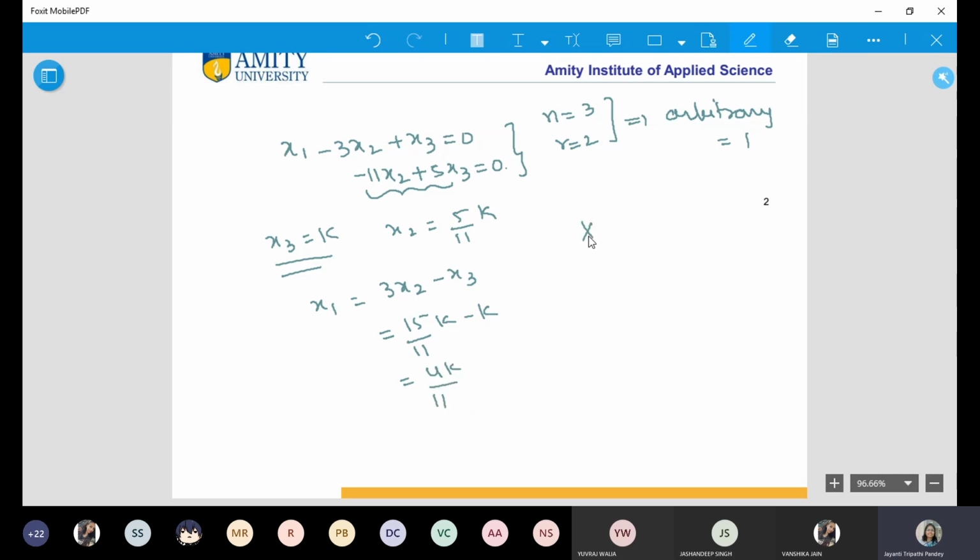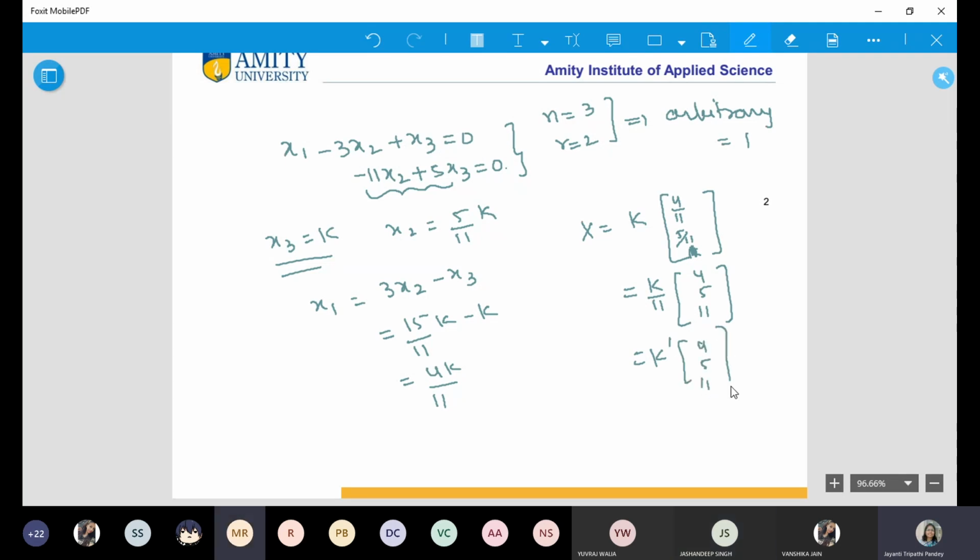So your eigenvector in this case will be, if I take out k, x1 is 4 by 11, x2 is 5 by 11, and x3 is k or 1. But the answer is 4, 5, 11. Try and understand. If you multiply this whole thing, you can take out this 11 outside. That will be 4, 5 and 11, and you write it as k dash.